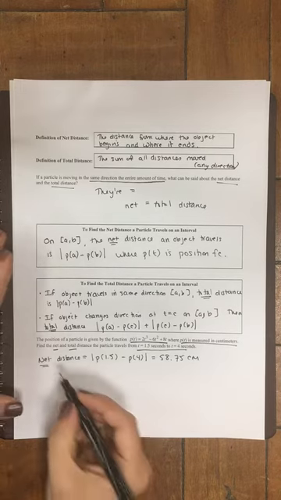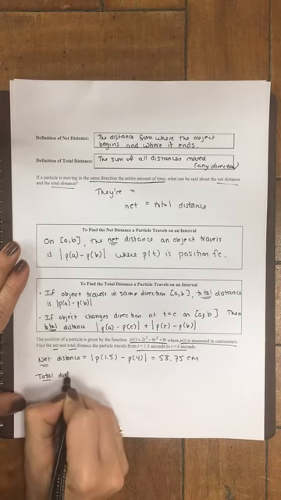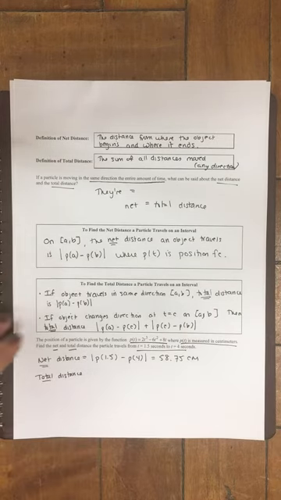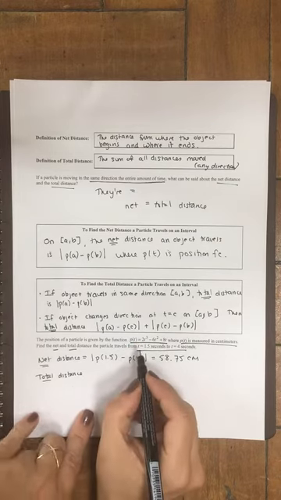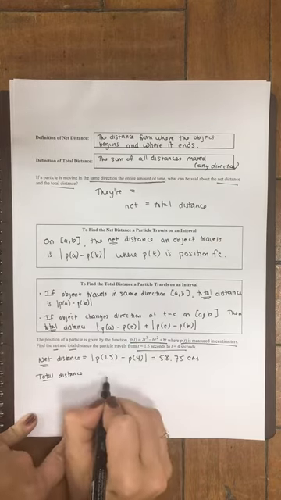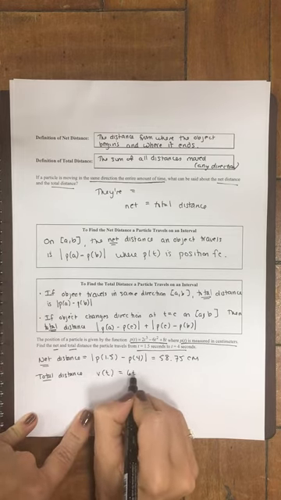Okay, now total distance. We need to figure out if the particle changes direction or not. So this is the position function. To figure out if it's going to change direction, we need to look and see if there's any change in velocity, because velocity tells us left to right.